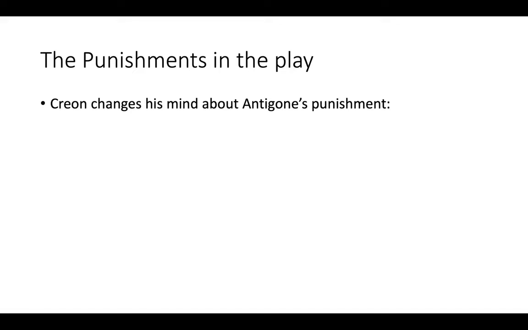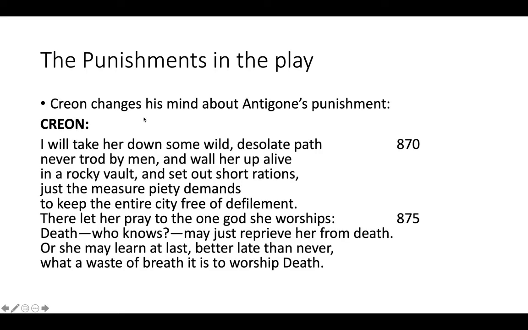At the end of the play, when Creon realizes, he doesn't say it explicitly, but I think he realizes that he cannot stone her to death in this way because the city will not consent to it. They're not going to kill Antigone. They're on Antigone's side. So he changes his mind about the punishment.